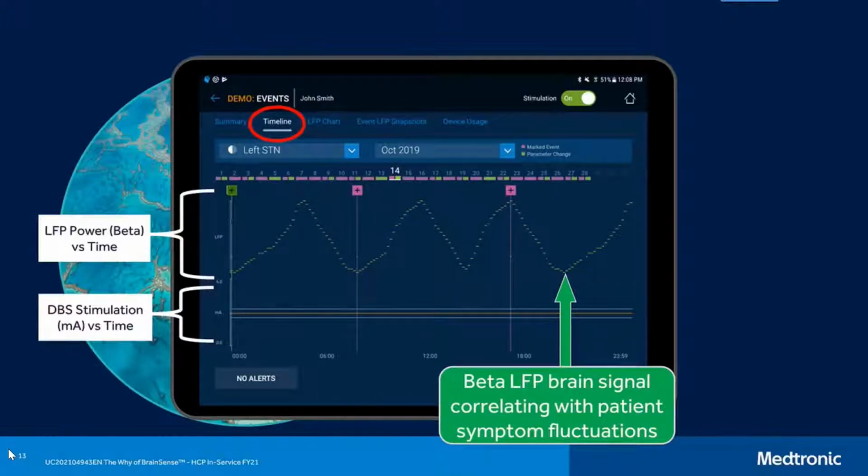And based on what we know of the linear relationship of beta power and symptoms of akinesia and rigidity, we can begin to assess when the patient was most likely symptomatic at the peaks of the graph or asymptomatic at the valleys.